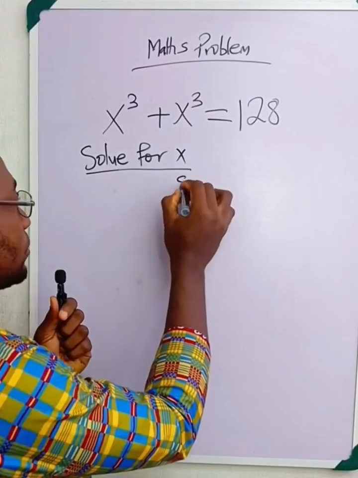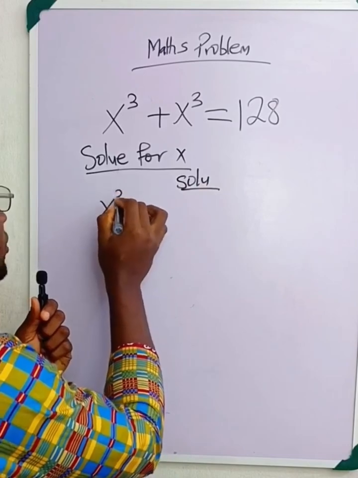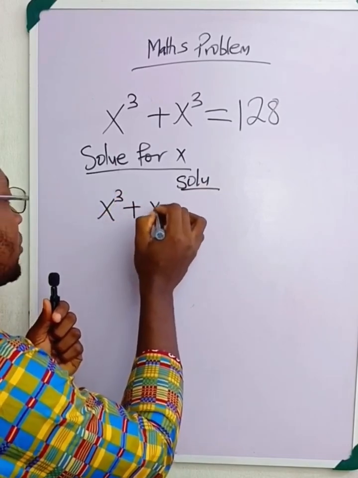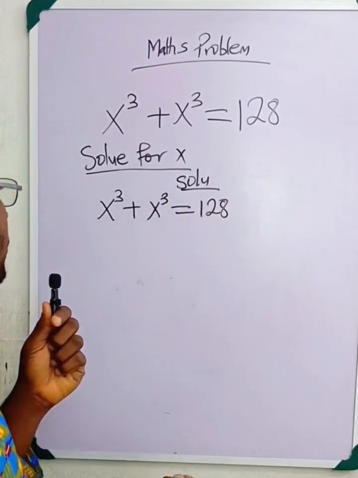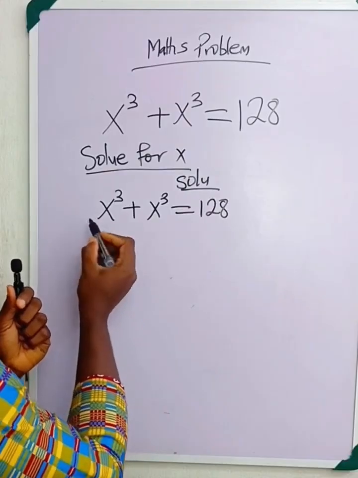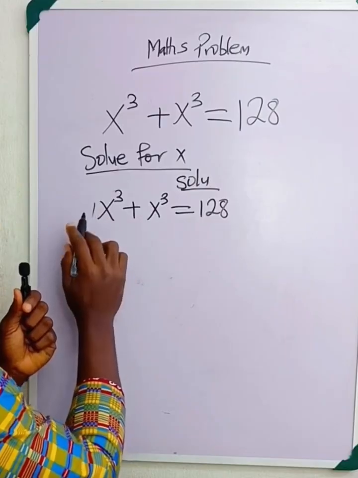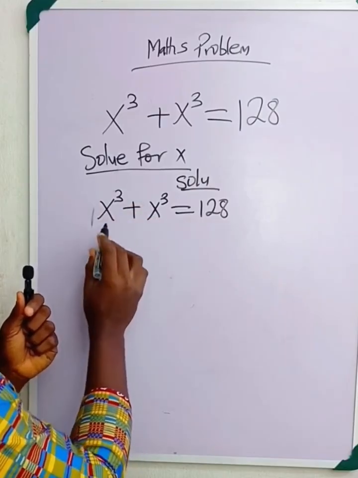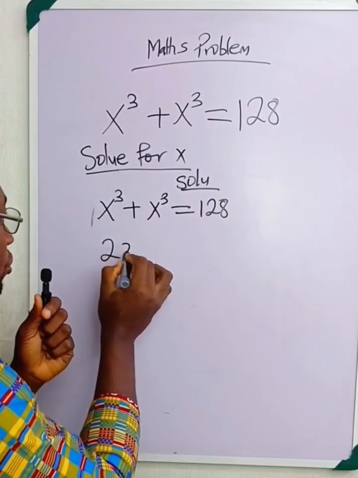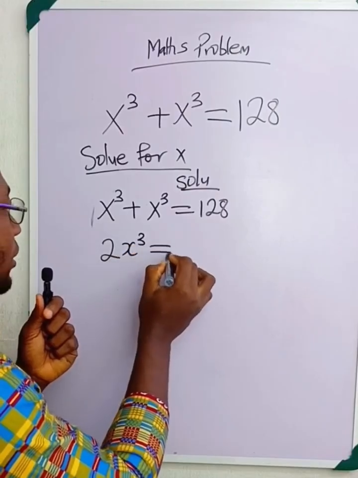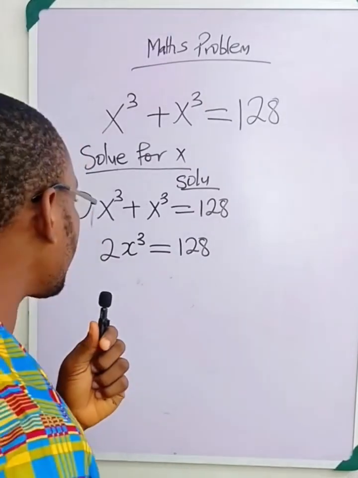All right, solution. You rewrite your question. X to the power 3 plus x to the power 3 equals 128. Now, this x has an invisible coefficient, which is 1, all right, as well as this. So, if you are adding this and this, we will now have 2x raised to the power 3 equals 128. Are you following? All right.